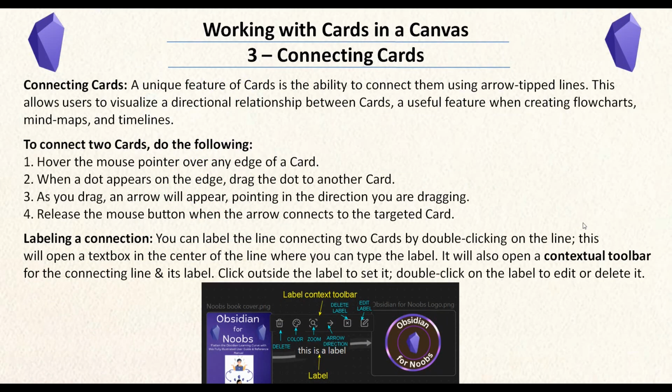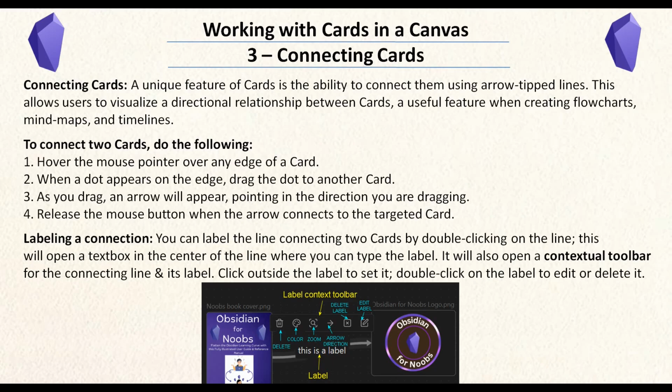Okay, part 3 of working with cards in a canvas. A unique feature of cards is the ability to connect them using arrow-tipped lines. This allows users to visualize a directional relationship between cards, a useful feature when creating flowcharts, mind maps, and timelines.